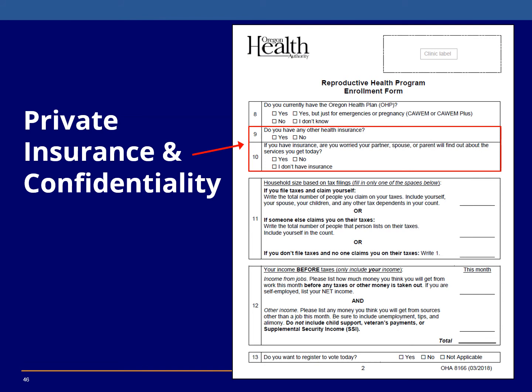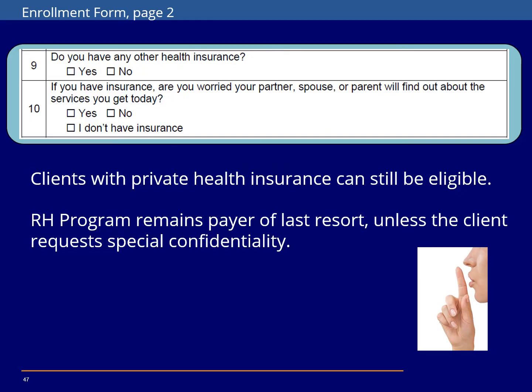Questions 9 and 10 ask if a client has any other health insurance and whether they need confidentiality for their reproductive health services. These questions are asked for billing purposes. Clients can still qualify for RH program coverage if they have private insurance or Medicare. The reason we ask is because we must be the payer of last resort. However, if a client indicates that they need confidentiality, do not bill their insurance, just bill us.